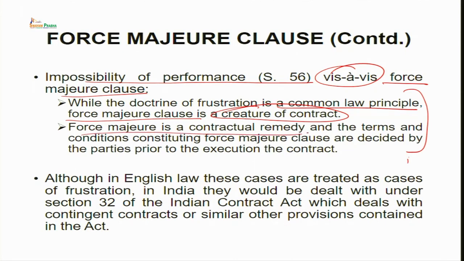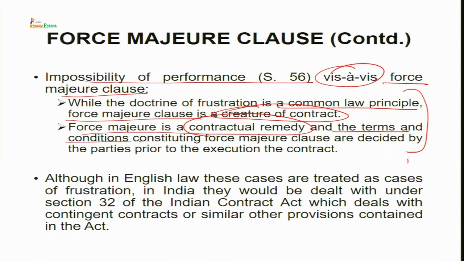Force majeure is a contractual remedy, that is, in order to make use of that remedy, the parties have to incorporate it under the contract. That is why force majeure is a contractual remedy.